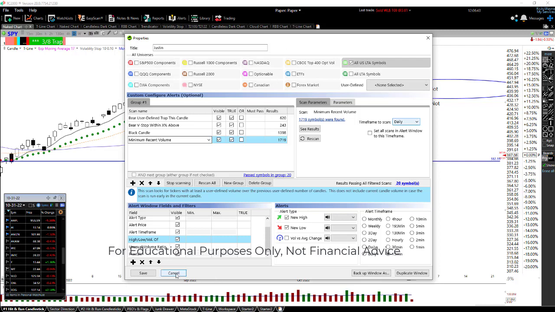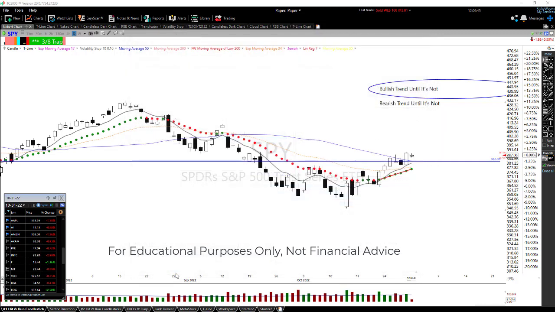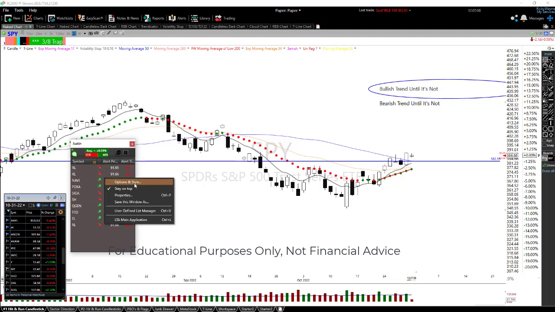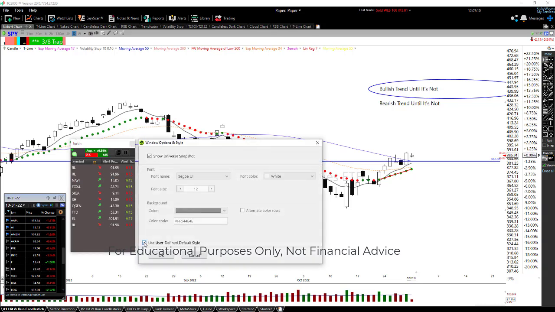So, let's cancel this, and let's go look at some of those charts that's showing up. And I will, let's see. For those that don't know, if you right-click, you can make this stay on the top of your screen by clicking Stay on Top. Dahl asked earlier, can we make the tickers larger? You can. Right-click, go up to Options or Style, take the check mark off. You can make this bigger right here.